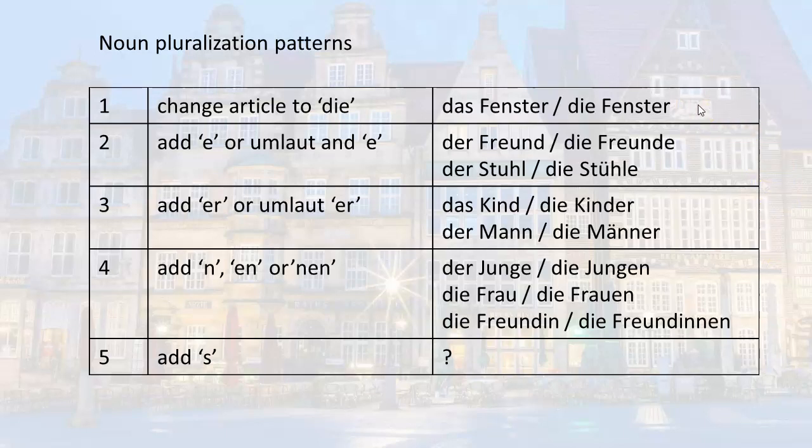The topic is noun pluralization in German, and in the previous lessons you've learned 4 patterns for pluralization. Number 1, change the article to die, das Fenster, the window, die Fenster, the windows. Don't do anything to the noun, just change the article to die.